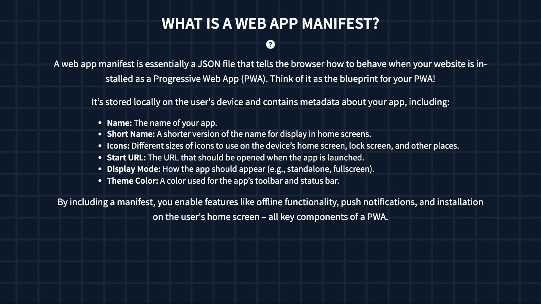Okay, let's talk about the web app manifest. It's a really important piece of the puzzle when building a PWA. Basically, it's a simple JSON file that gives a website instructions on how to behave once it gets installed as an app. It's like a detailed guide for the browser telling it things like the app's name, what icons to use, and where to open when someone clicks it.